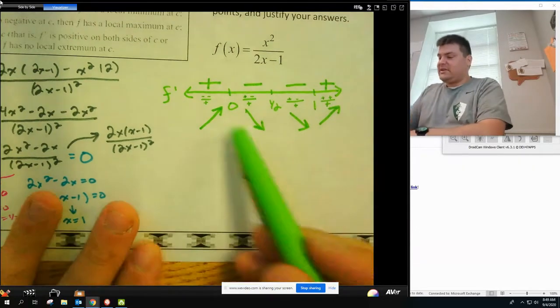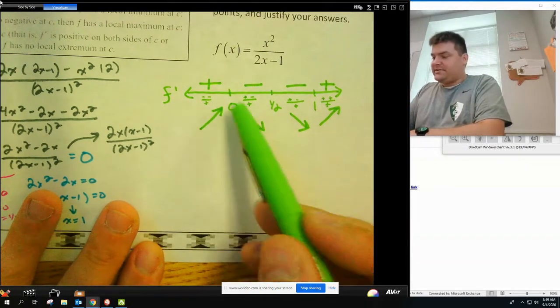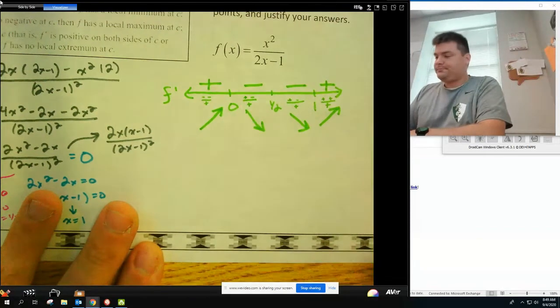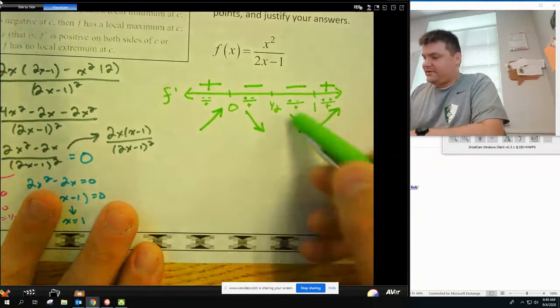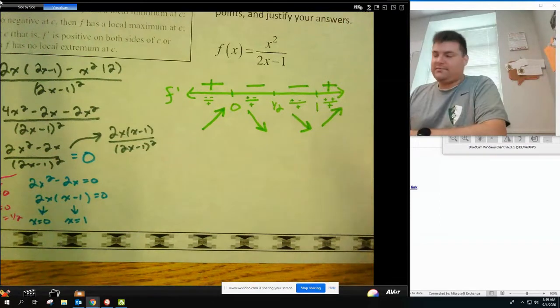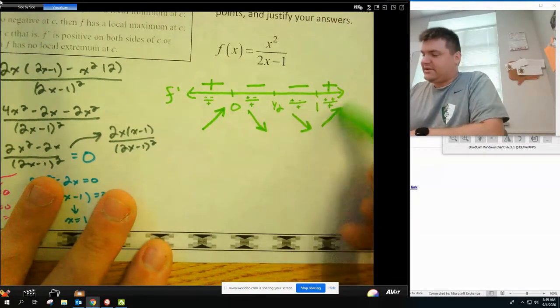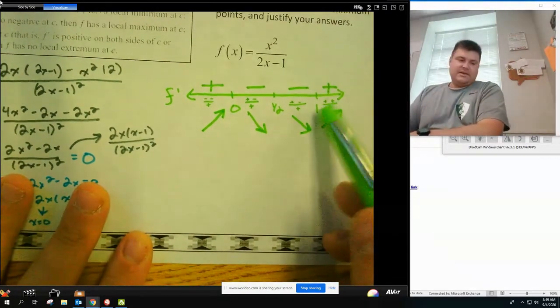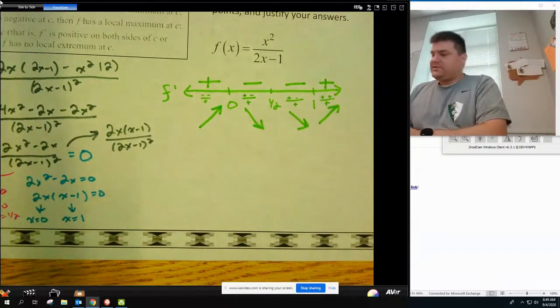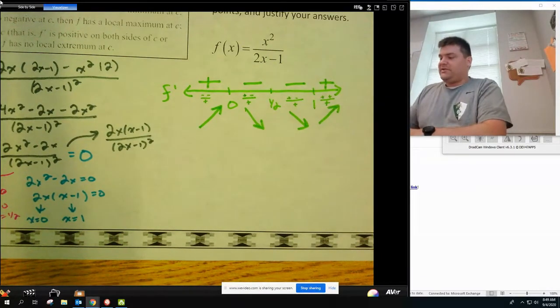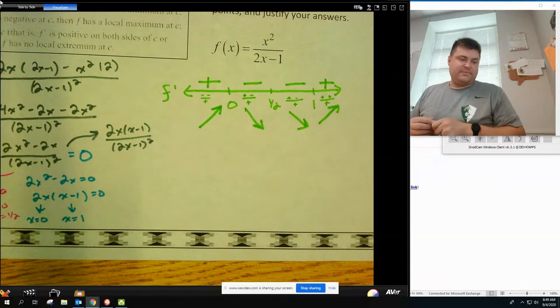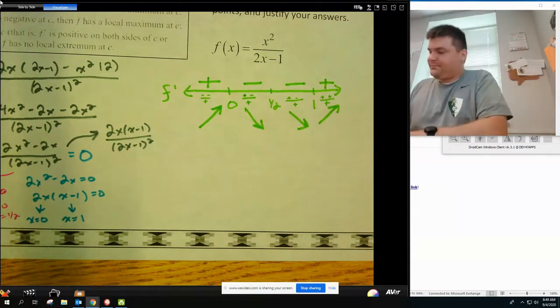So you can kind of see here, oh, it's up and down. This is going to be a local max right here at 0. And then look at 1/2. Oh, it's decreasing, decreasing. That's nothing. And then decreasing to increasing, well, that's going to be a local min at 1. So this wants us to find all of the points where it's increasing, decreasing. So that's not that big of a deal. So let's go for it.